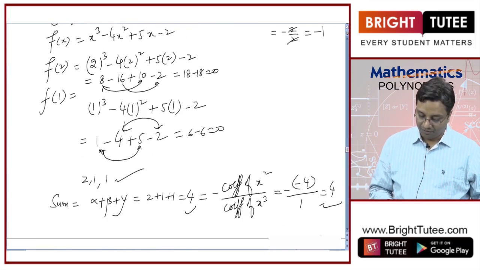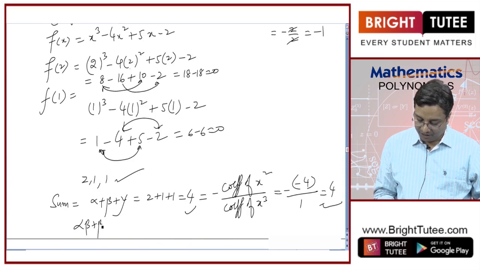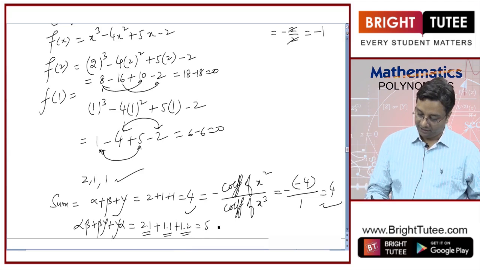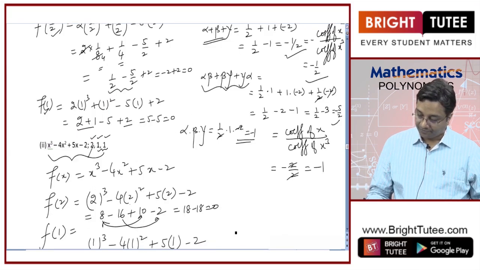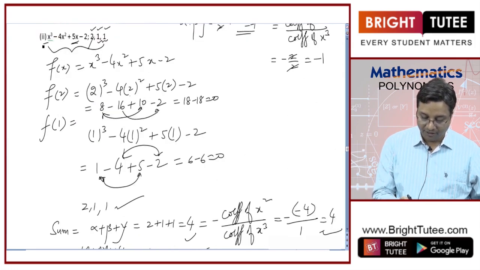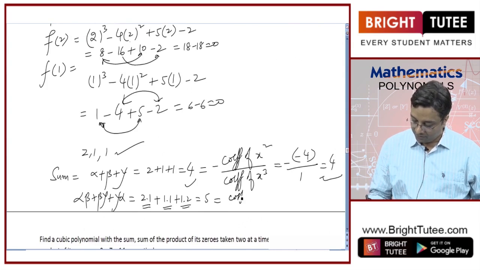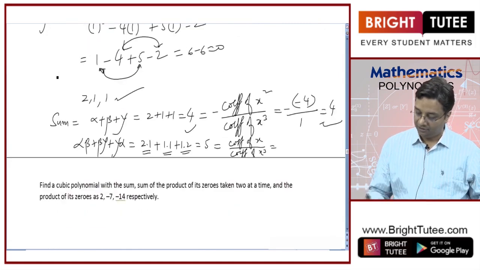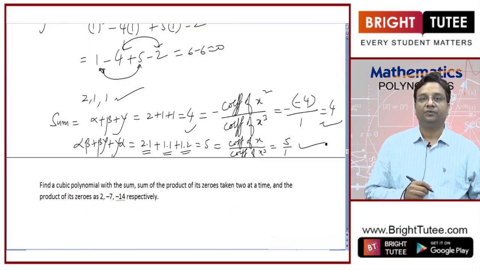So these questions are very simple for you now. You can verify alpha beta plus beta gamma plus gamma alpha also. It will be equal to 2 into 1 plus 1 into 1 plus 1 into 2. So it will give you 2 plus 1 3 plus 2 5, right? And it should be equal to what? It should be equal to coefficient of x divided by coefficient of x cube. What is coefficient of x here? 5. What is coefficient of x cube? 1. So yes, it is also verified.